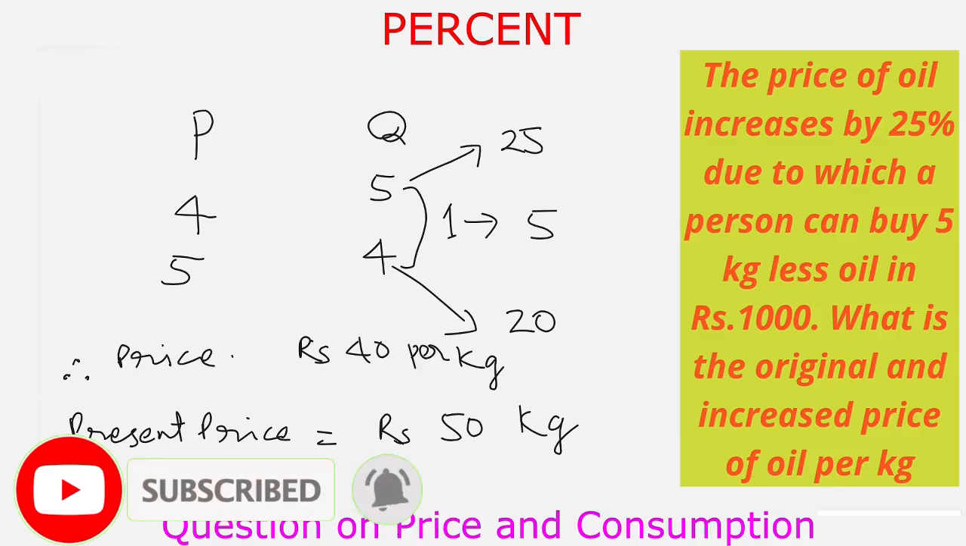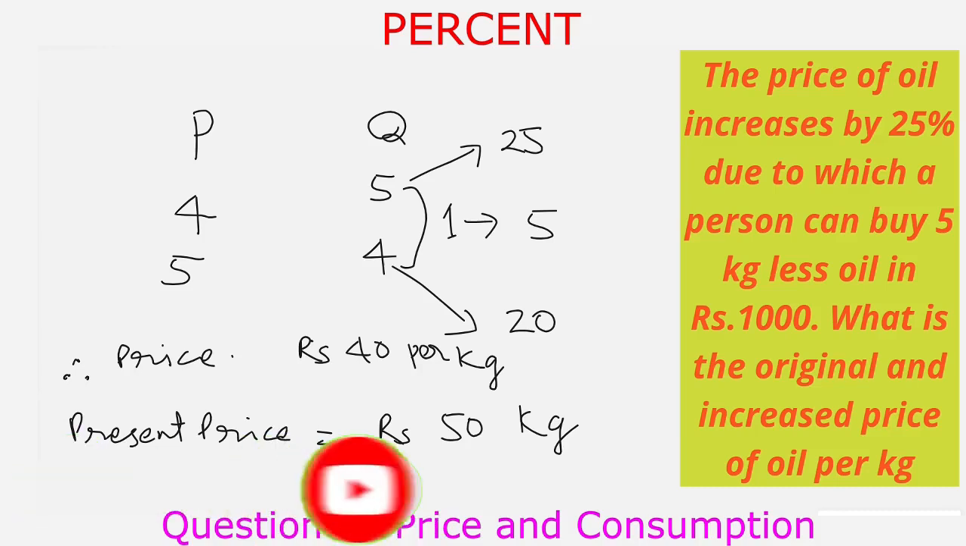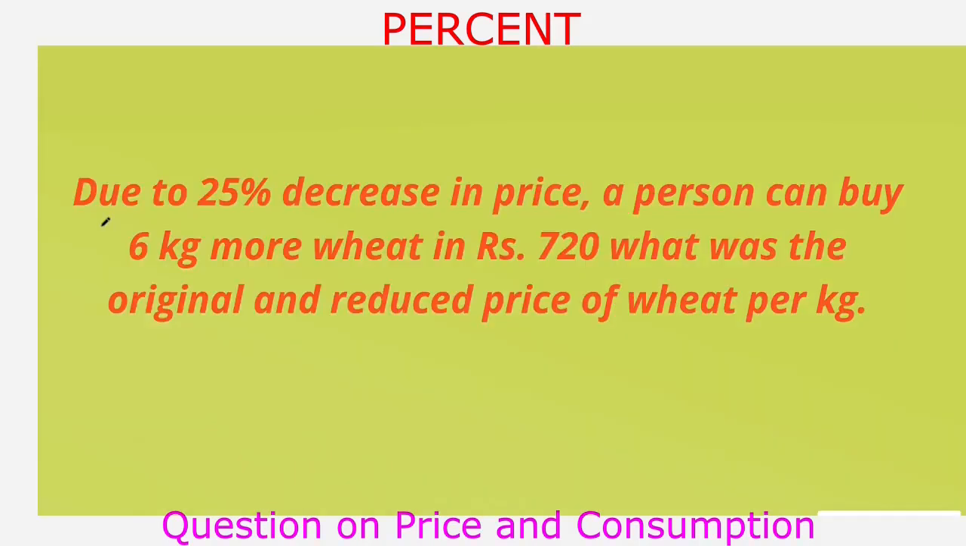You can solve the question by any of the methods in which you are comfortable. We go to the next question. Our next question is, due to a 25% decrease in price, a person can buy 6 kg more wheat in rupees 720. What was the original and reduced price of wheat per kg?